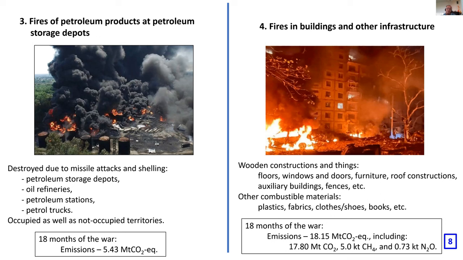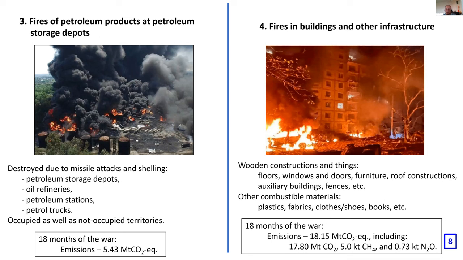The fourth: more than 3,000 settlements were occupied. And as a result of military actions, many buildings were completely burned and greenhouse gases were emitted into the atmosphere. In each household, there are wooden constructions and sinks, such as floor, windows, door, furniture, roof construction. There are many other combustible materials in each household, like plastics, fabrics, clothes, books, etc. An estimation is presented here.